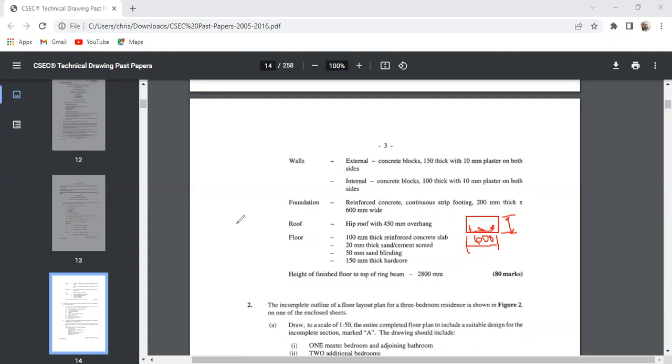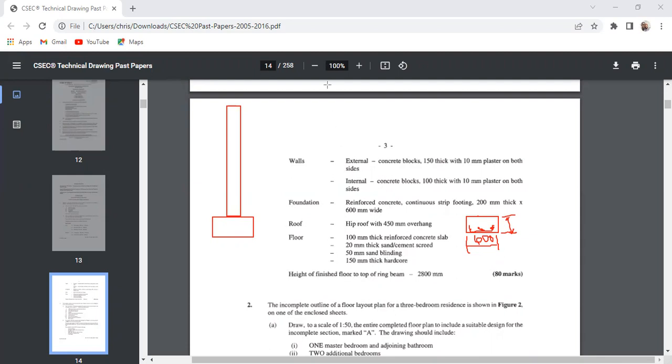We also have our wall, which runs, look a bit shaky, a rectangle. So this would be our footing, and this would be our wall right here. And we have the different members of this. So let's say the foundation floor should be a 100 millimeter thick reinforced concrete slab with 20 millimeter thick sand cement screed and 50 millimeter sand binding, 150 millimeter hardcore. The height of finished floor to top of the ring beam should be 2,800 millimeters.